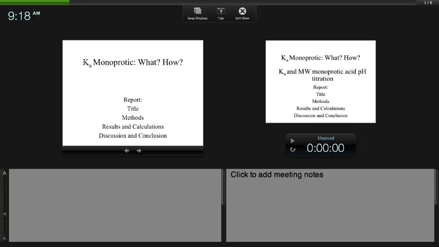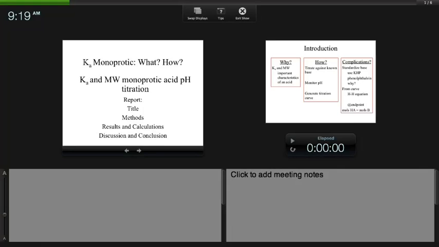So things that we would need to address in the title. Any ideas? Good first place would be probably Ka. What else? Monoprotic would be another good word to throw in there. You're doing a titration. It's not just a standard titration with a color change, though. You're looking at a pH titration. Okay? So kind of all the important key words that should show up within that are now shown as well. Okay? So somehow organize those all into a coherent title.